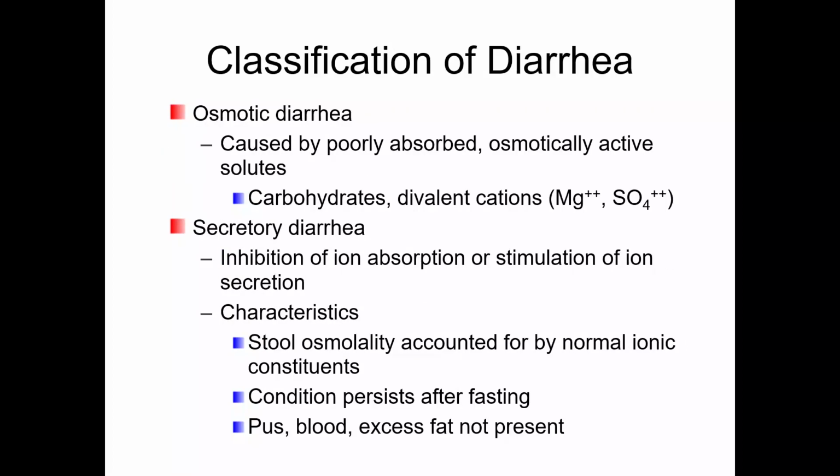Classification of diarrhea. Osmotic diarrhea is caused by poorly absorbed osmotically active solutes: carbohydrates, divalent cations. Secretory diarrhea is the inhibition of ion absorption or stimulation of ion secretion. Characteristics: stool osmolality is accounted for by normal ionic constituents. The condition persists after fasting. Pus, blood, and excess fat are not present.